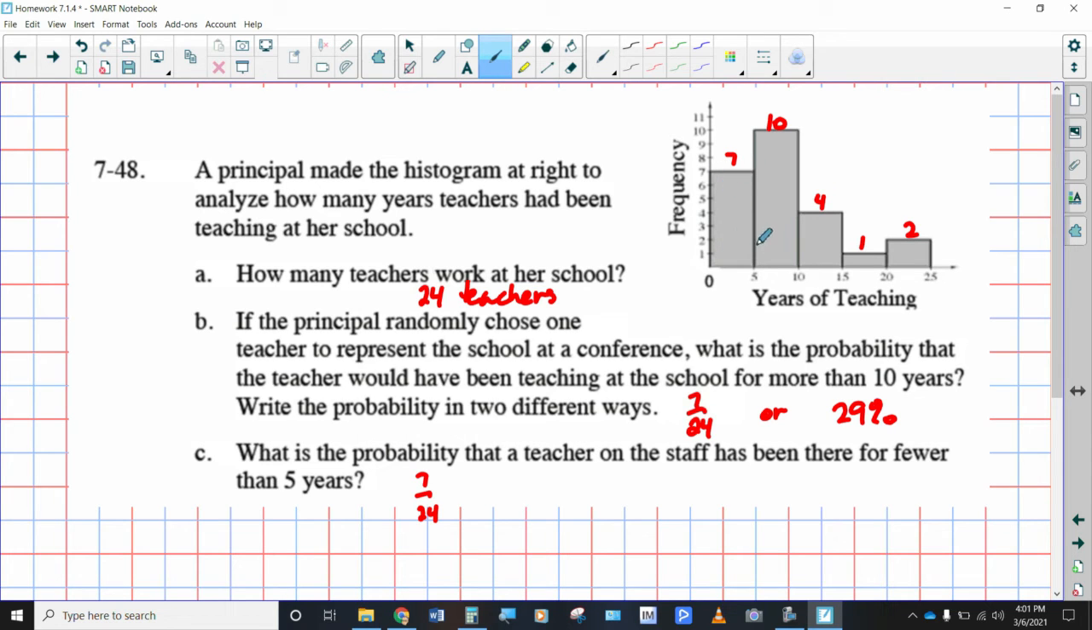0 and 5 years. And by the way, I think I've said this once before, but I'll say it again. A teacher who has taught for 5 years goes into this bin here. 0 goes into this one, 10 goes into this one, 15 always goes into this one, and 20 always goes into this one. But we don't know the individual years that they've been teaching because that's not provided in the histogram. We just know that 7 teachers here, 10 teachers here, 4 teachers there, 1 teacher here, and 2 teachers there. So when we add all those together, you get 24 total teachers.